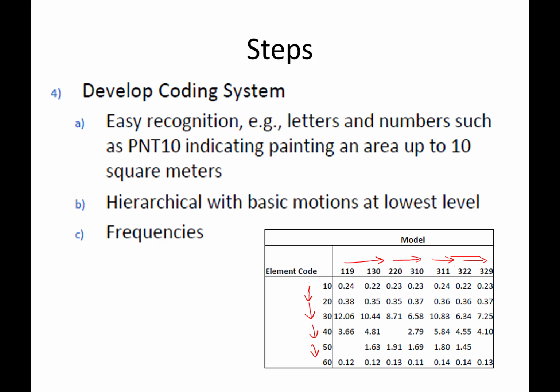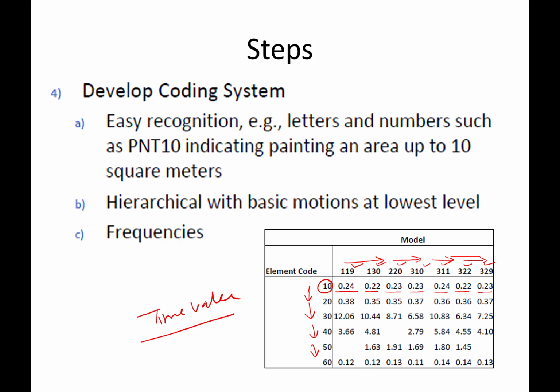Okay, and these are the different models of a particular product which are being made. Within the table you can see the time values which are needed. These may be in minutes, these may be hours, depending upon the case. Now if you see element 10, how much time it takes when it is performed for the different products, different models, say 0.24, 0.22, 0.23, 0.23, 0.24, 0.22, 0.23.